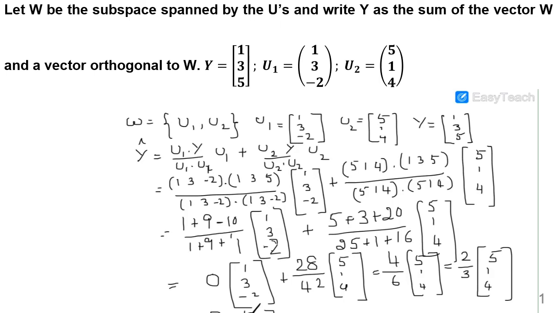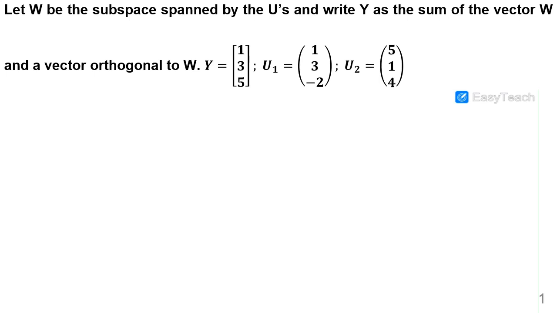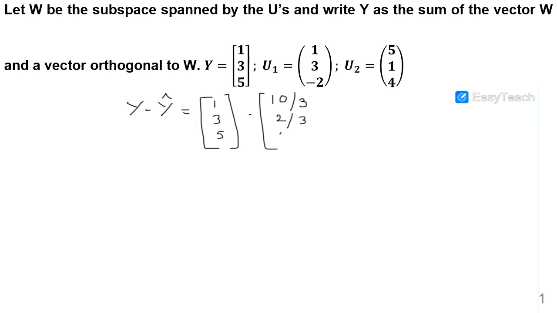This is equal to y cap, and if you want to find the vector which is orthogonal to W, then we should find y minus y cap, where y is given by (1, 3, 5) and y cap is given by (10 by 3, 2 by 3, 8 by 3). By simplifying this, I am going to get the answer as (-7 by 3, 7 by 3, 7 by 3).